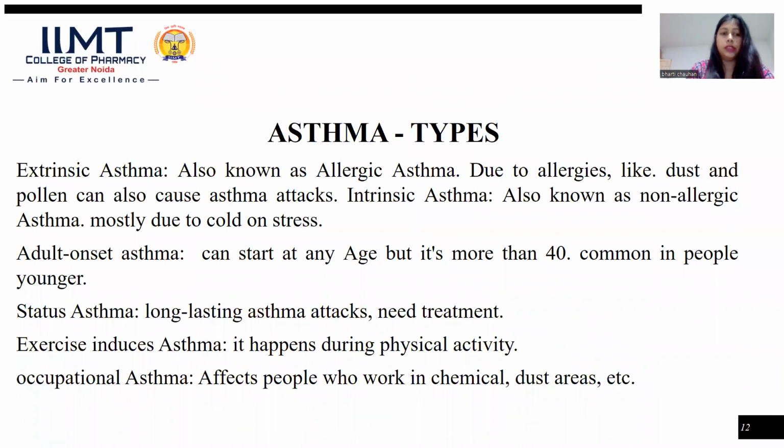Now, what are the types of asthma? First is extrinsic asthma, also known as allergic, due to allergens like dust and pollen that can cause an asthma attack. Intrinsic asthma is non-allergic asthma, mostly due to cold and stress. Adult onset asthma can start at any age, but it's more common in people older than 40. Status asthma, long lasting asthma attacks that need treatment. Exercise induced asthma, it happens during physical activity. Occupational asthma affects people who work in chemical or dust areas. That is occupational asthma.